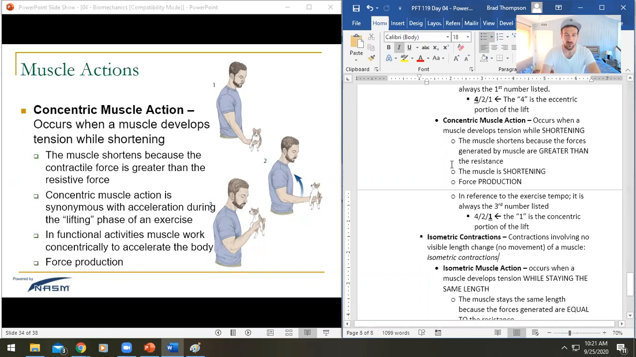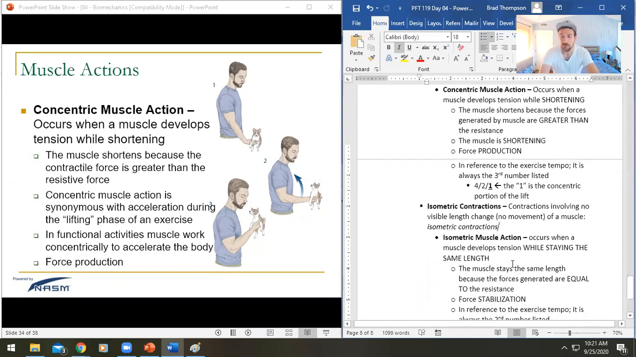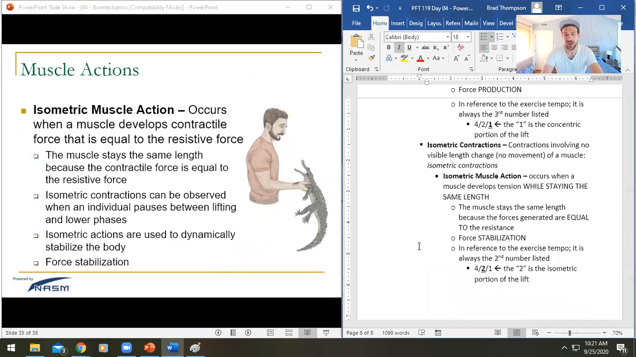Then we got our last one, which is isometric contractions. Now, isometric contractions are where you are going to involve no movement. You are trying to keep something at arm's length, such as an alligator. I love how they also made his hair stand up on end. So this occurs when a muscle is generating equal force to a resistance.